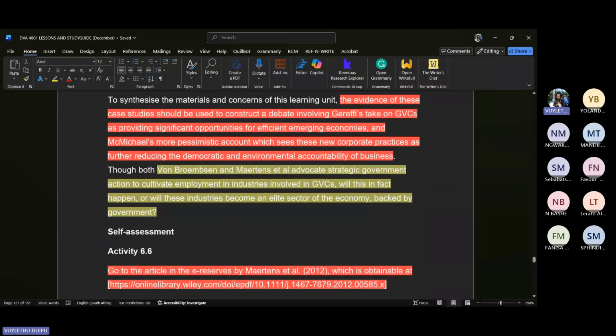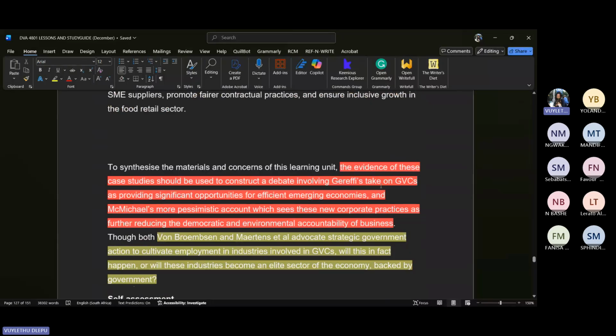Okay. So to synthesize the materials and concerns of this learning unit, the evidence of these case studies should be used to construct a debate involving Garefi's take on GVCs as providing significant opportunities for efficient emerging economies. If you notice, Garefi's article is more about the economy, it's more intense about the economy. But I don't know why it's not mentioned in the study guide. I mean, in the articles, nothing tells us to read the article unless it's for an assignment.